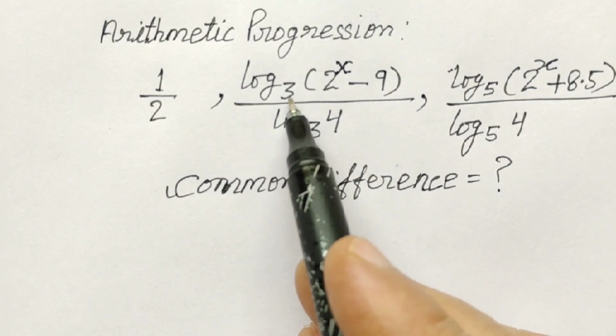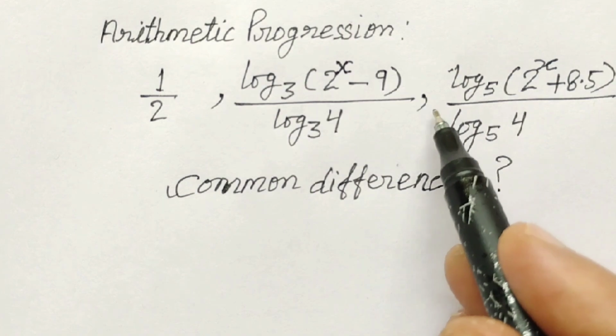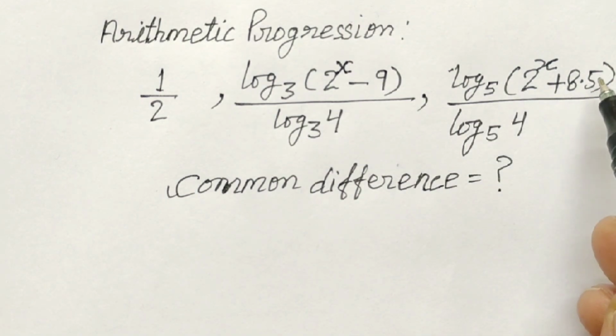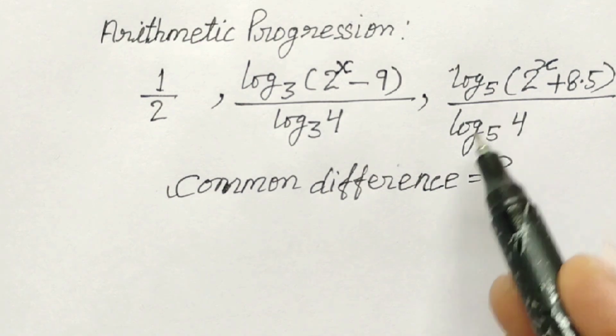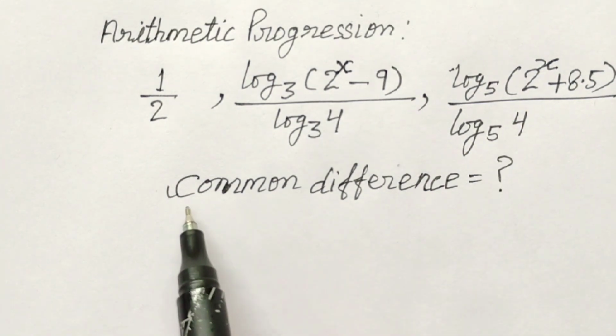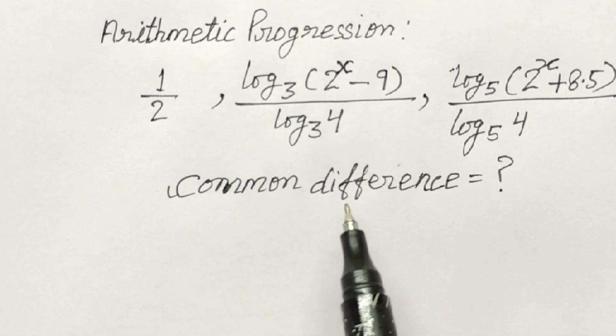Minus 9 to the base 3 over log of 4 to the base 3. And the third term is log of 2 to the power x plus 8.5 to the base 5 over log of 4 to the base 5, right? So we have to find out the common difference. Okay, so let's start.